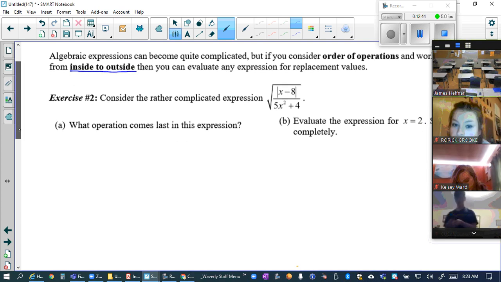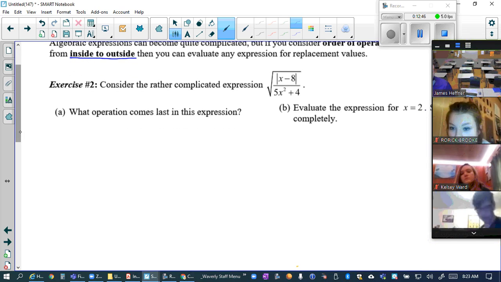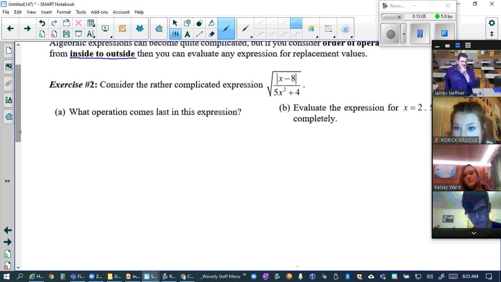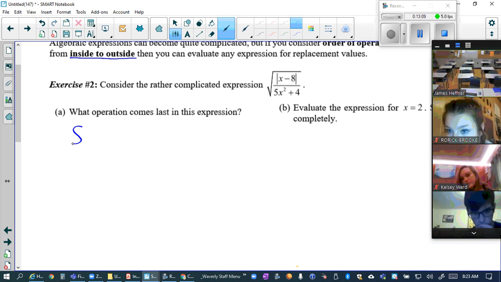Part A, what operation would you do last in this expression? Of all those operations that are getting done, if I was to plug in something for x, what would be the last operation you do to it? Because we're working from the inside out. Not dividing. A root. The square root would be the last thing you do, okay? So the square root.